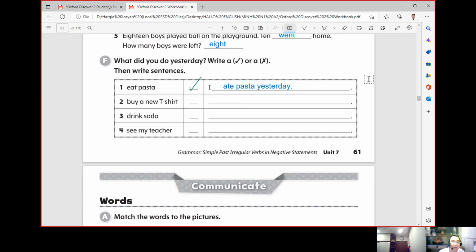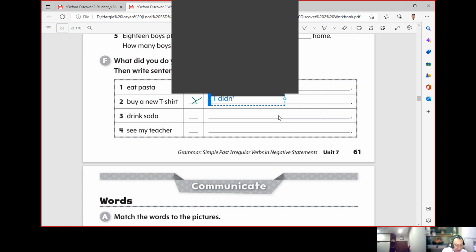Next, number 2. Did you buy a new t-shirt? No. Okay. So we can make a sentence for that. What are we going to say for this? Because you didn't buy, I didn't buy a new t-shirt. Very good.